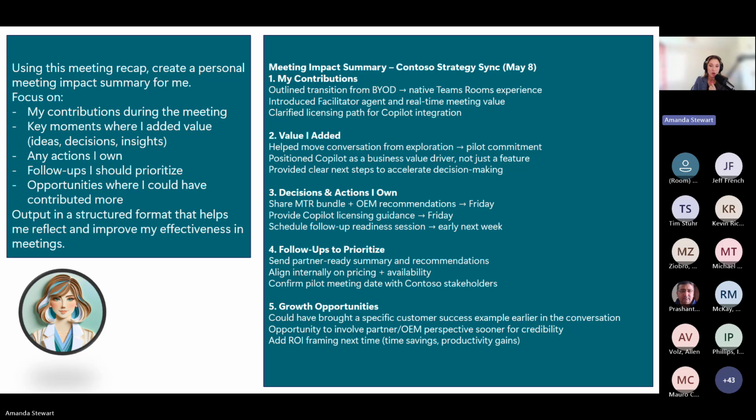This is about understanding your own impacts in meetings. A lot of what we do in our day-to-day is quantifiable, but so much of our work is harder to quantify, right? If we want to look at what our impact is, how did I contribute? How did I influence the conversation? What actions do I own? What could I improve next time?